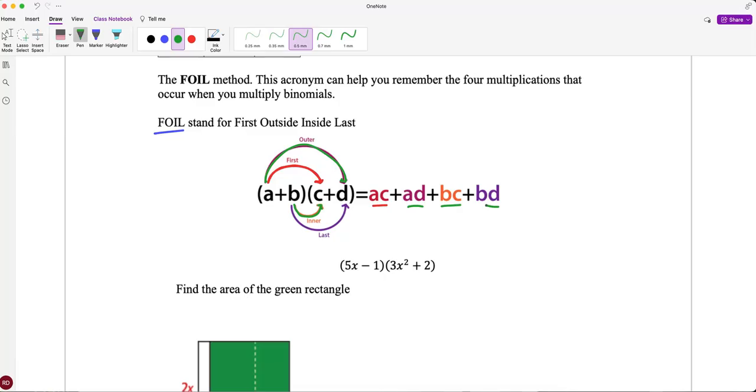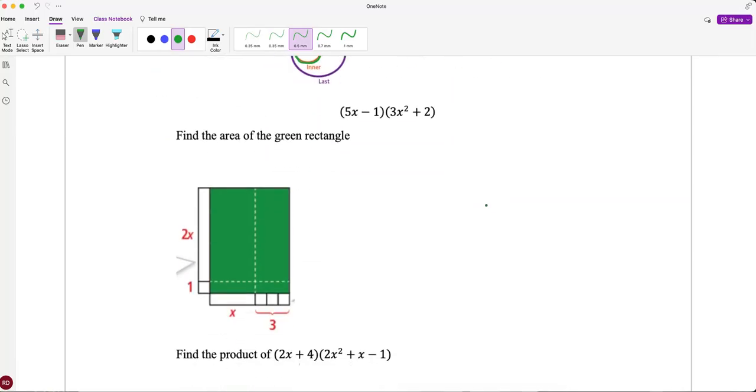So if I were to use that method for this same problem, when I multiply the first terms, I get what, 15x cubed. And then the outside terms, I get what, 10x. The inside terms, minus 3x squared. And then the last terms, minus 2. Okay.